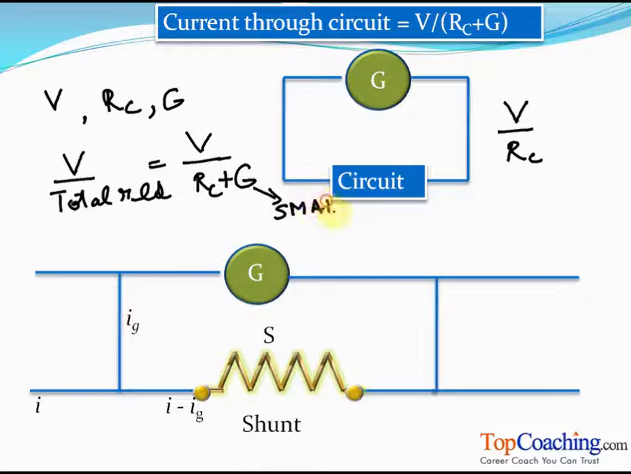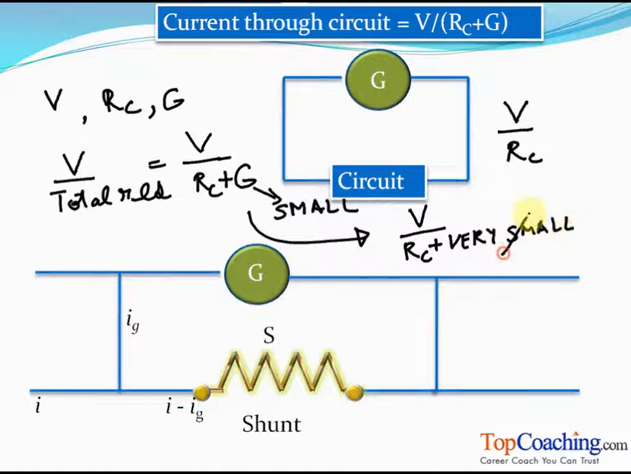After all, if the galvanometer resistance is very, very small, then in that case, the net current in the circuit will be V divided by RC plus a very small value, isn't it? And this very small value can almost be taken to be 0. So the net current in the circuit will then be approximately the same as the actual current, V divided by RC.